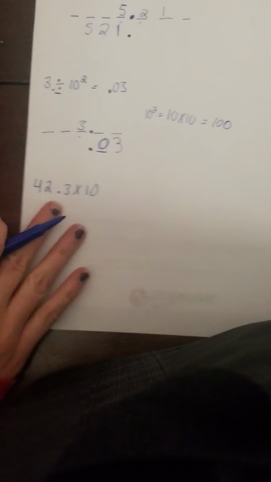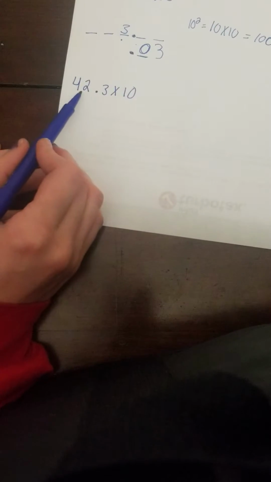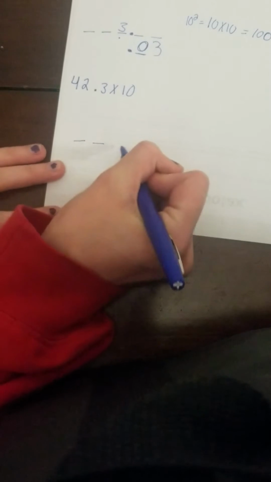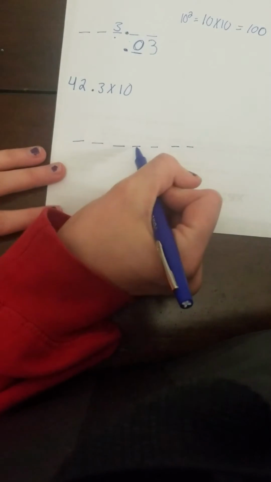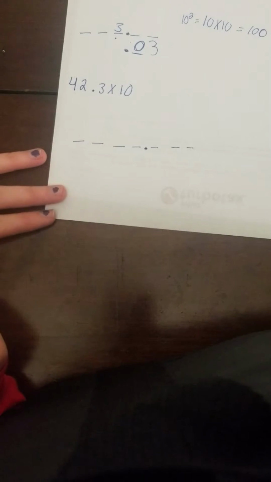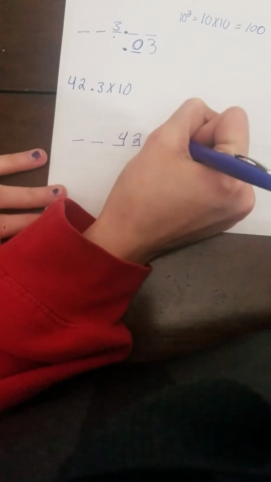Alright, moving on to the next one. We have 42 3/10 times 10. So I'm drawing my number lines out, putting my decimal in, writing my original number, which is 42.3.